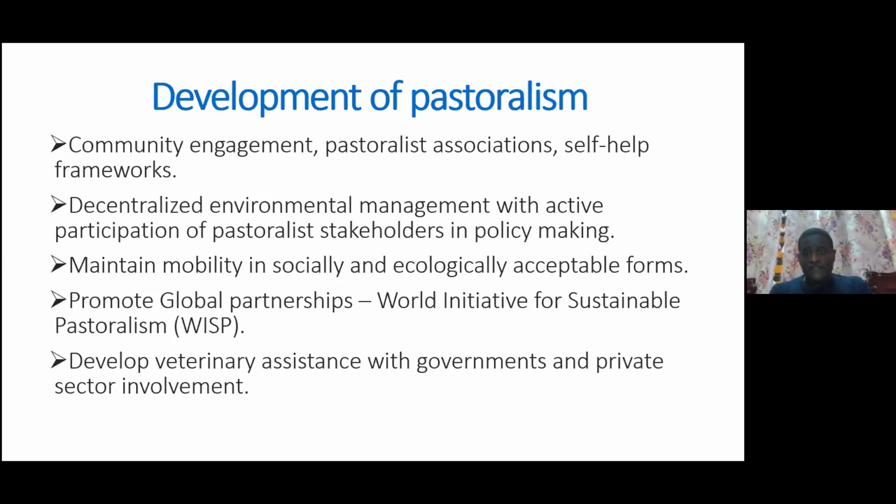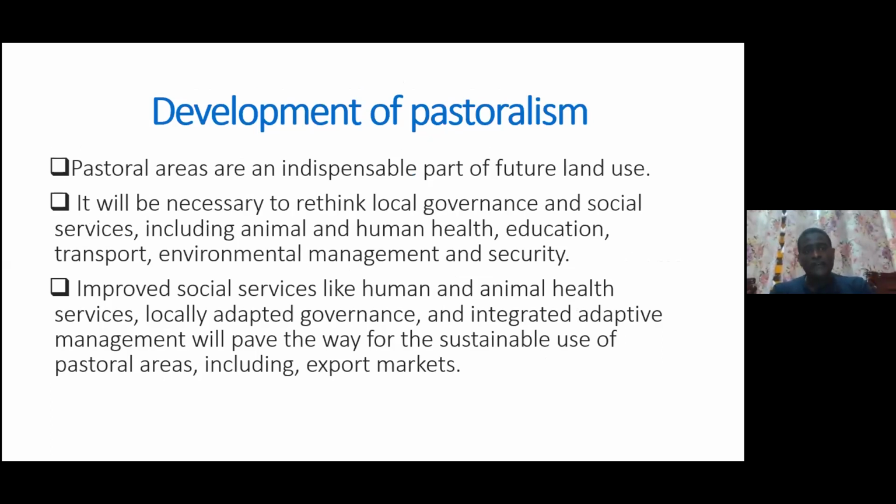Develop veterinary assistance with government and private sector involvement. Then the pastoral areas are an indispensable part of future land use. It will be necessary to rethink along local governance and social services, including animal and human health, education, transport, environmental management, and security. And then improve social services, such as human and animal health services. And then locally adapted governance and integrated adaptive management will pave the way for the sustainable use of pastoral areas, including export markets.